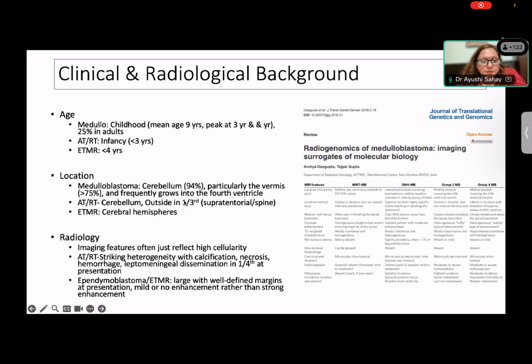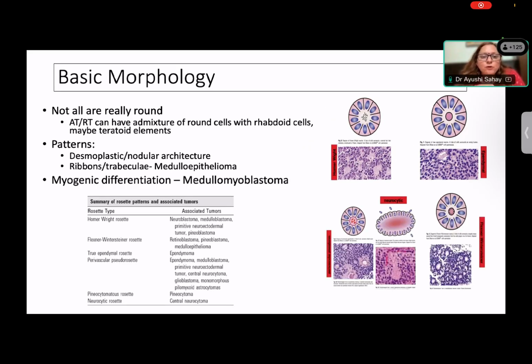ATRTs can occur in the cerebellum, but they can also occur in the supratentorial region and the spine, and ETMRs usually occur in the cerebral hemisphere. Radiological features of most of these tumors have been defined, which Dr. Amit will describe in greater detail. You should also note that based on the genetic signatures of different medulloblastomas, there's an entity called radiogenomics, in which, with the help of radiological features of all these major entities, the neuroradiologist can predict which type of medulloblastoma this is likely to be, and you can have a very good correlation with your histopathology in such cases. Then coming to the basic morphology that you look for in these tumors.